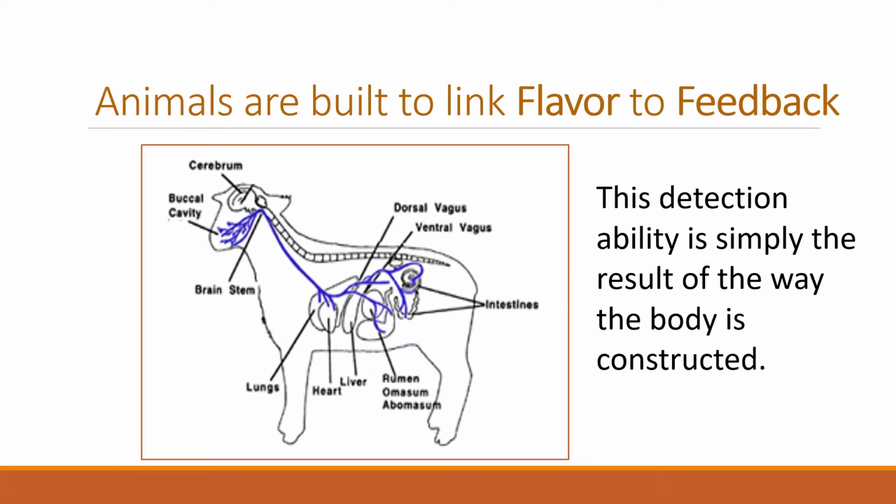Why does this work? The reason that there's a strong relationship between flavor and feedback is because animals are designed to link flavor from the mouth and the tongue to feedback in the digestive system. There's a whole lot of nerves that go between the mouth and up through the brain stem, and down to the gut. So there's a really good connection of communication between feedback and flavor. So animals detect these differences in food because they're built to do that.